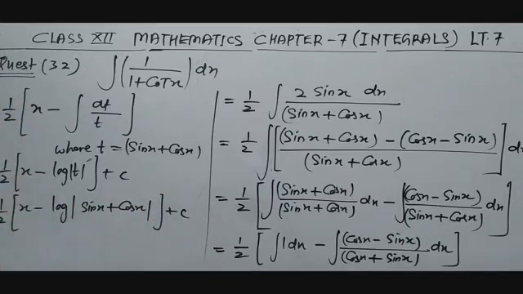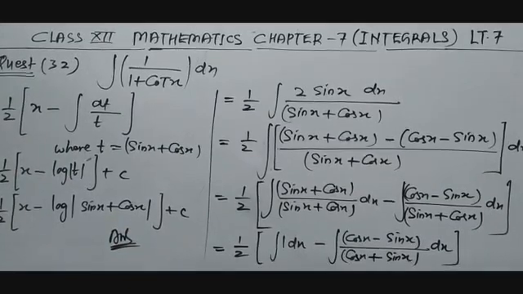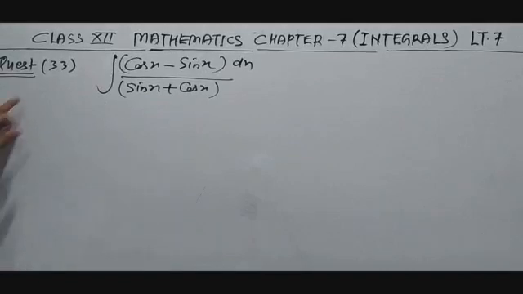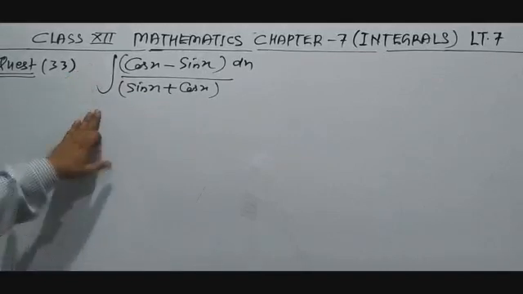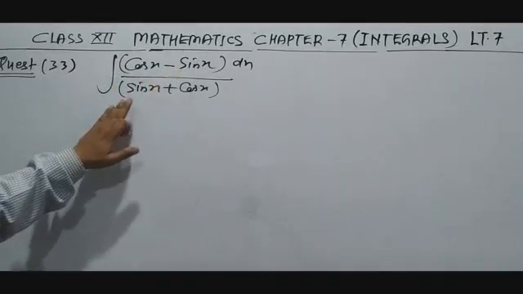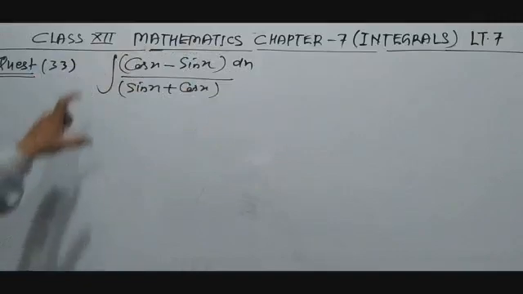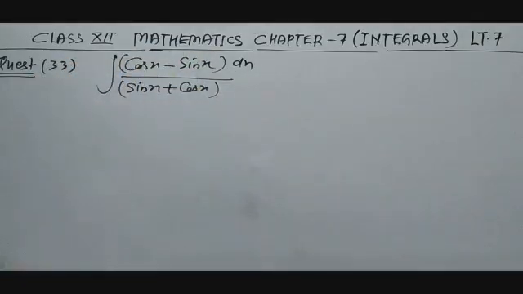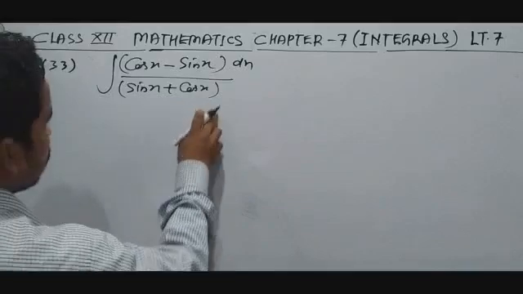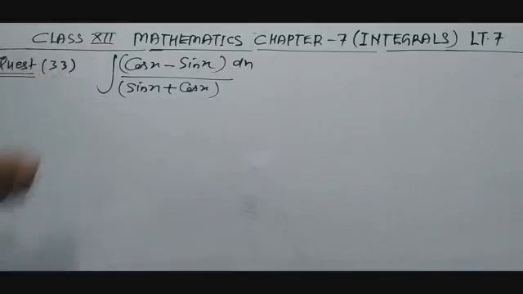So this question is completed. This is the answer. Now come to the next question, question number 33. Suppose question number 33 is (cos x minus sin x) whole upon (sin x plus cos x). In the previous question you have to integrate this, and this was a part of question number 32. So we have considered it as an extra question.